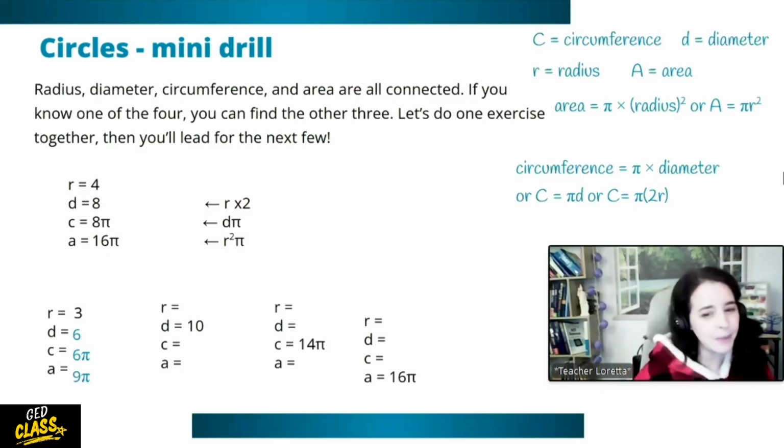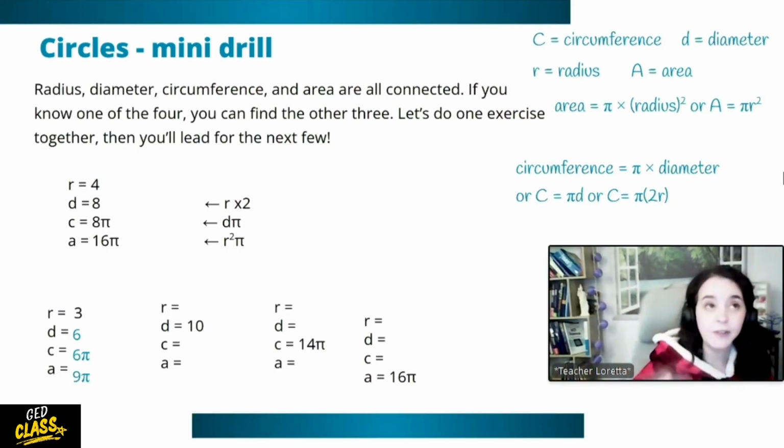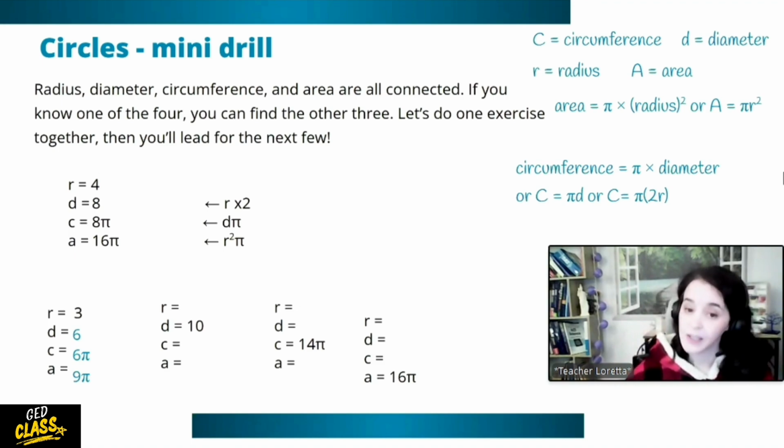Squaring is not doubling though, Matthew. Squaring is multiplying by itself, right? If you take 5 and double it, you get 10. If you take 5 and square it, you get 25.